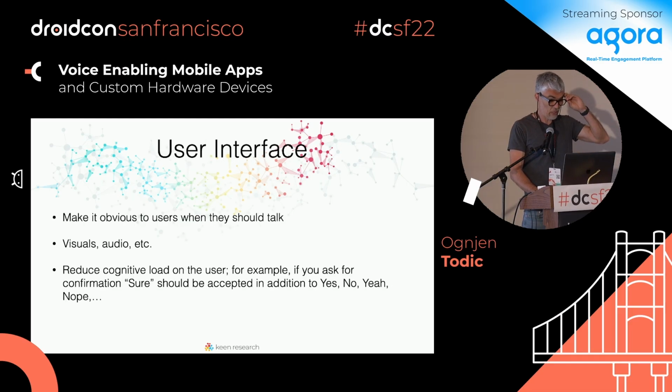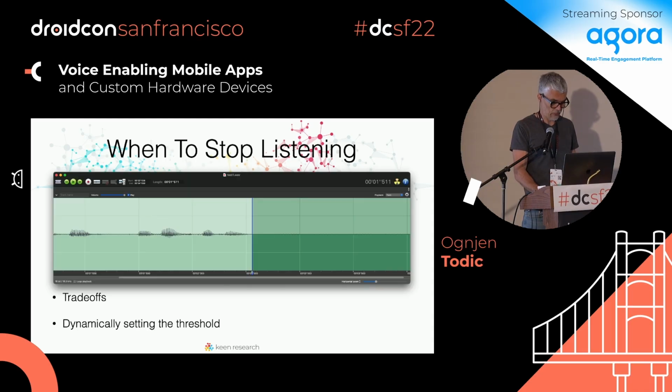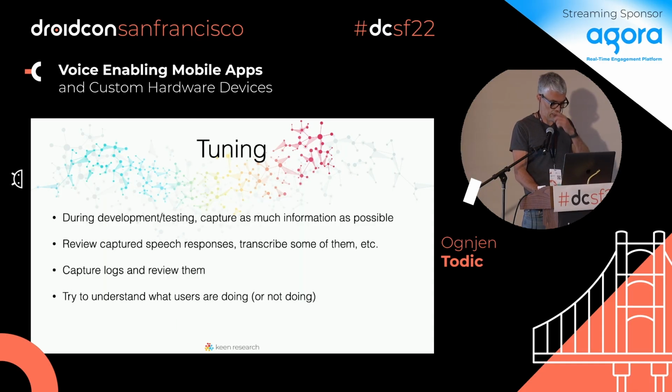In terms of user interface, make it obvious to users when it's their turn to talk. You can use visuals for that. You can use audio, beeps, think about how Siri works. I think it's a pretty good example. Also reduce cognitive load on the user. If you ask for confirmation, sure should be accepted in addition to yes, no, yeah, nope. Especially if it's a consumer app, right? I think actually I'm going to skip this slide, and then I think tuning is also relevant, capture enough information during testing before you launch.